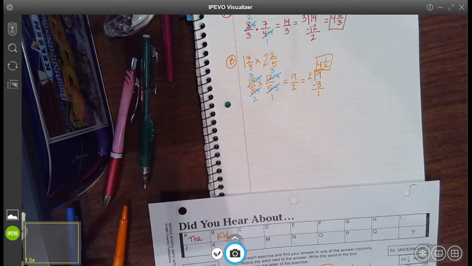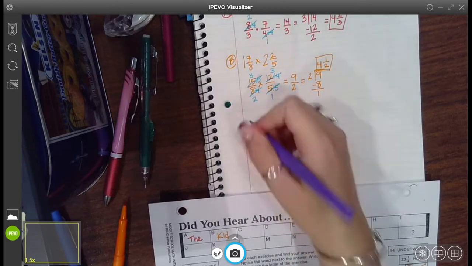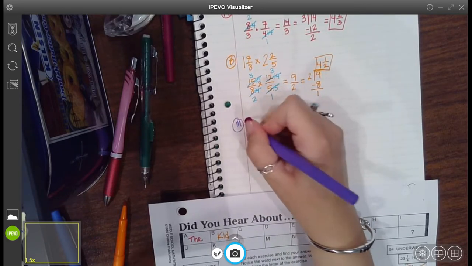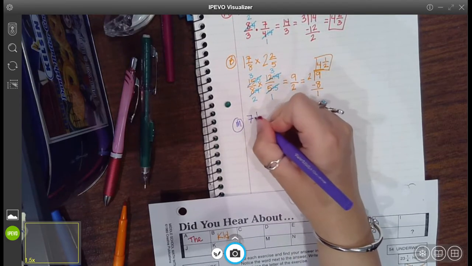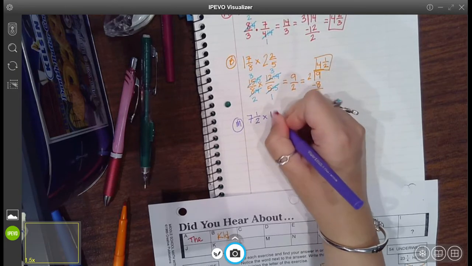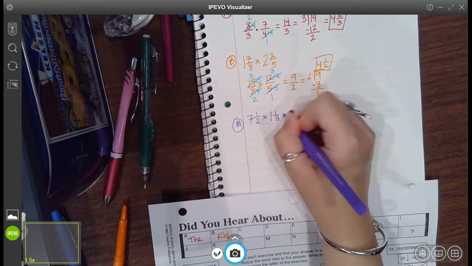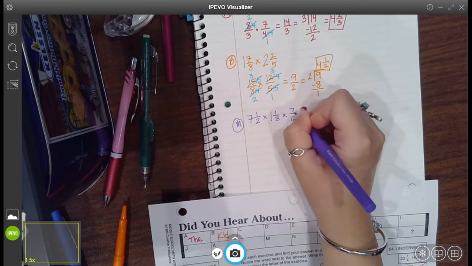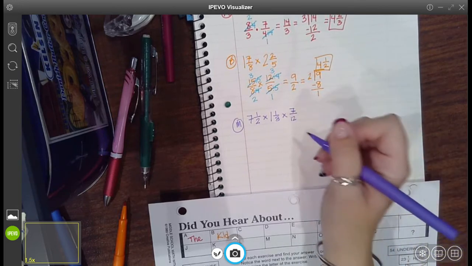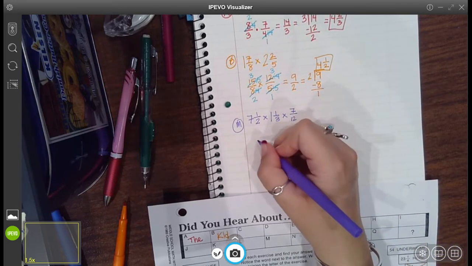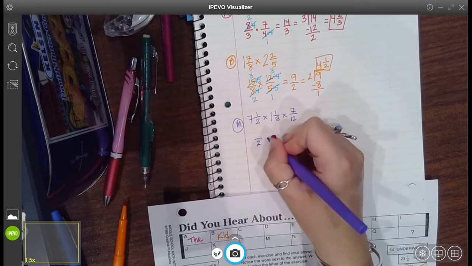okay, problem M says 7.5 times 1 1/3 times 7/12. Okay, I want to change these mixed numbers to improper fractions. So keep the denominators the same.